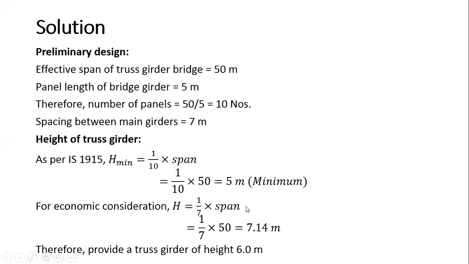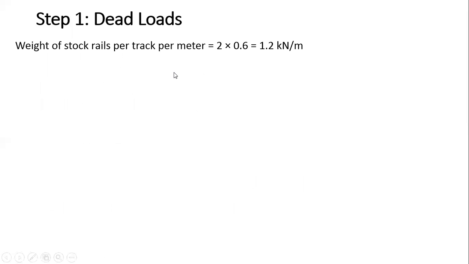So this is my preliminary design of the truss girder. Now the next step is calculation of the loads. First we'll discuss the dead loads. Now, what are the loads which are given in the problem?